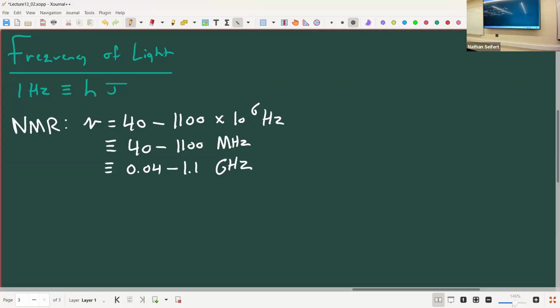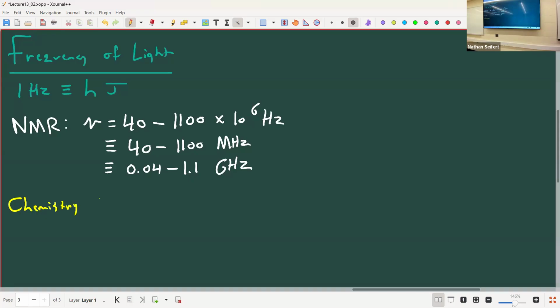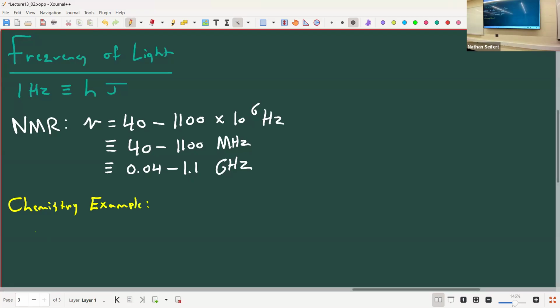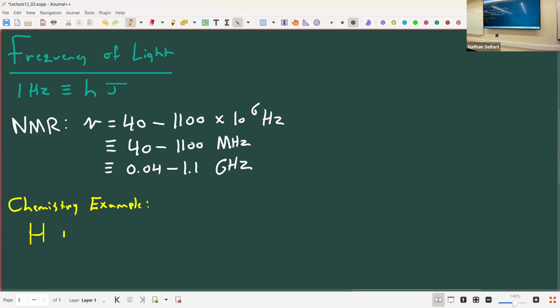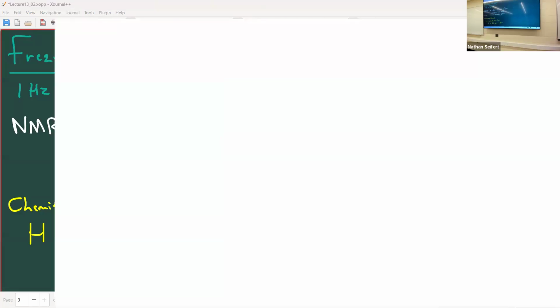All right, there's a couple of really interesting chemical type phenomena in this region. One chemistry example is what's called the hydrogen recombination. This is well known. We'll talk about this in a second. It has a famous wavelength of 21 centimeters, which is a frequency of, let me just double check. I think it's 1310, but let me just remind myself.